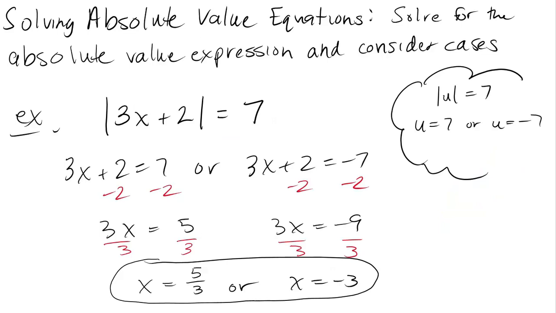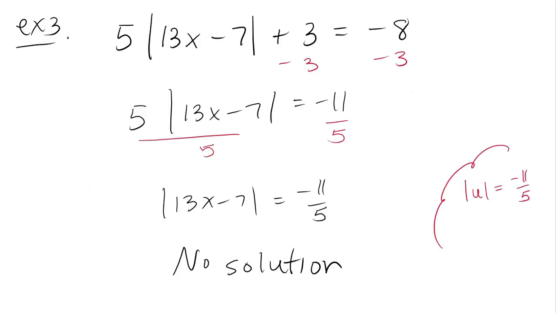If you've done this before, and I'm sure many of you have, you know that the standard strategy is to separate this into two equations. But you can't always separate it into two equations because in some cases that doesn't happen. Like in this example, there's no way for this to happen. The absolute value of an expression can't be equal to negative 11/5. This equation won't have any solutions.